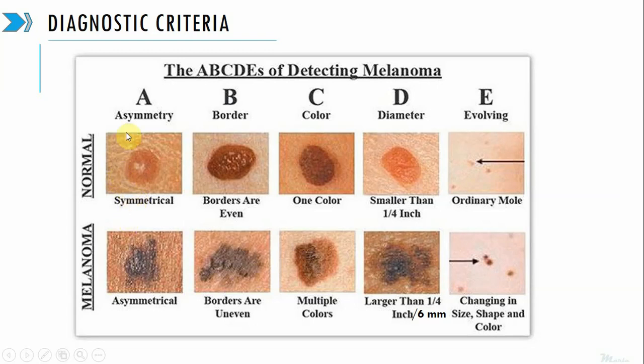A stands for asymmetry. We should observe the lesion by forming an imaginary midline and see whether each half is symmetrical or not. Melanomas generally are asymmetric in nature. So asymmetry can be an important clinical parameter for evaluation. Next, we should evaluate the border of the lesion. Benign pigmented lesions usually show a well-defined and regular border. Melanoma, on the other hand, has ill-defined and uneven borders.